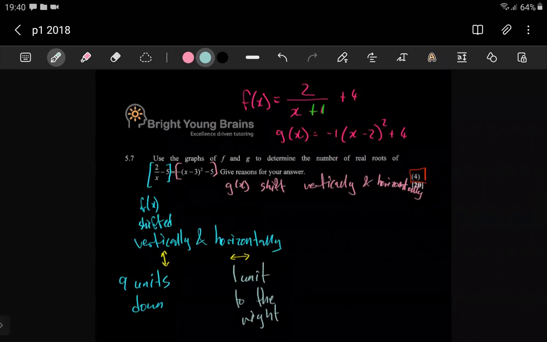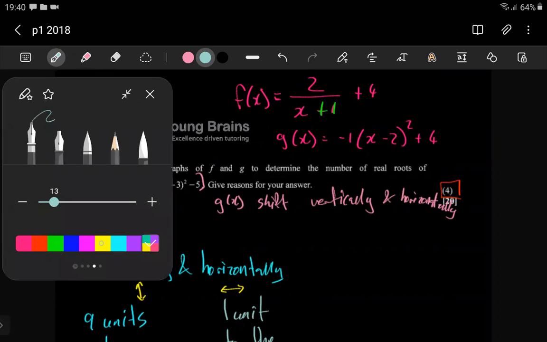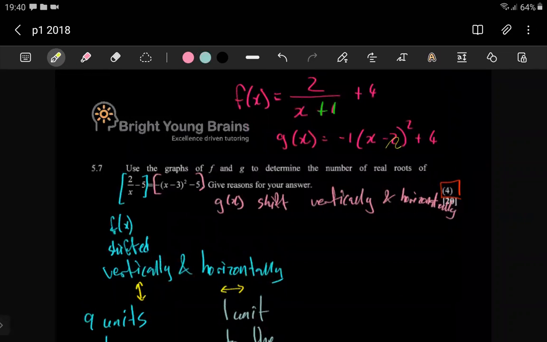For G, we can also try and see what has happened horizontally and vertically. Horizontally, I think, is the easiest one to start with. So you can see that here you started with having a -2 here.